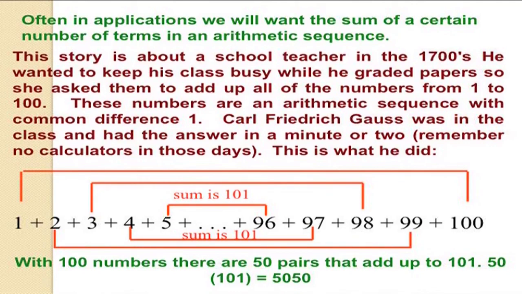And this is what he did. Writing the sequence from 1 plus 2 plus 3 plus 4 plus 5 up to 100, he added the first term and the last term, second term and the second last term, and with 100 numbers, there are 50 pairs that add up to 101 each time. So 50 multiplied by 101 gives us 5050.